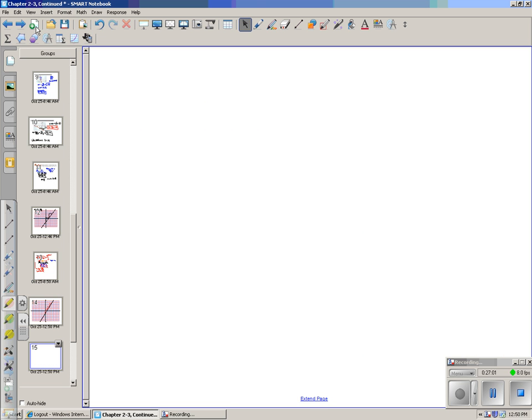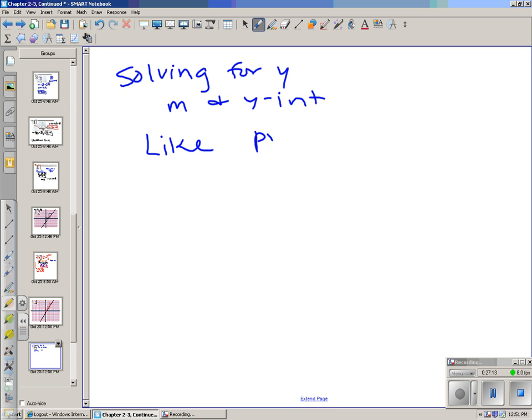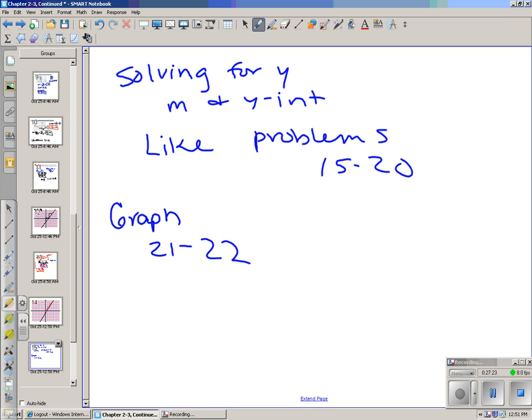These problems, solving for y and finding the slope and the y-intercept, are like problems 15 through 20. Graphing is like 21 through 22. I have shown you everything you need to know to be able to do tonight's homework. Every single thing. This is the first homework of the second 9 weeks.